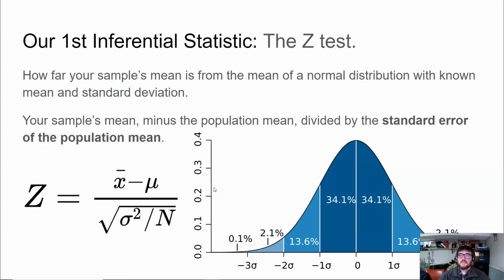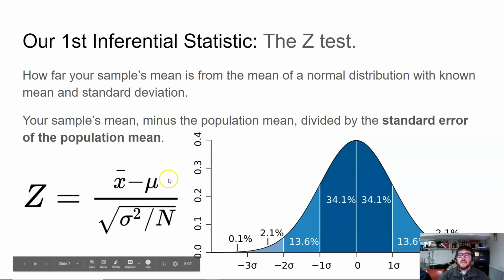is the z-test. It is a measure of how far your sample's mean is from the mean of a normal distribution with a known mean and standard deviation. So here is the formula for that.